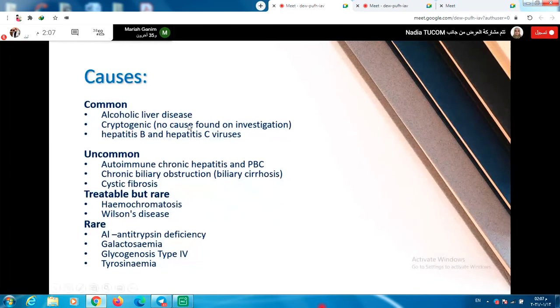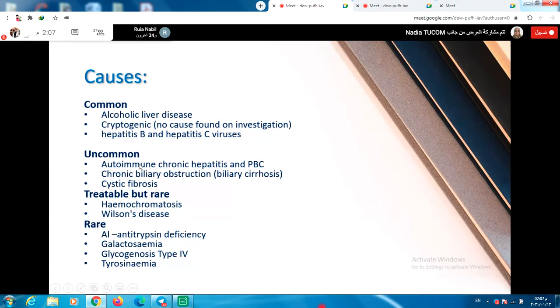The causes of cirrhosis are many: common, uncommon, treatable but rare, and rare. The most common causes are alcoholic liver disease, cryptogenic or idiopathic without any cause found on investigation, or hepatitis B and C virus infection.